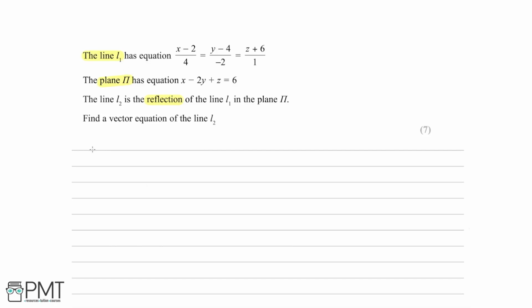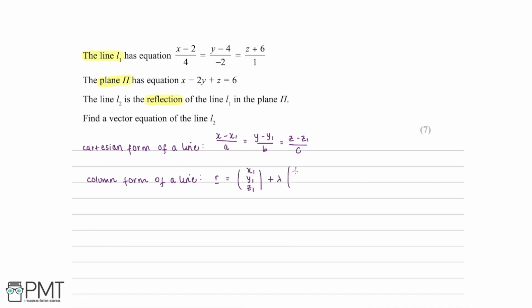The Cartesian equation of any line can be rewritten as such. x minus x1 over a is equal to y minus y1 over b, which is equal to z minus z1 all over c. The column form of this will just be r is equal to x1, y1, z1 plus lambda a, b, c, where lambda is a scalar constant.